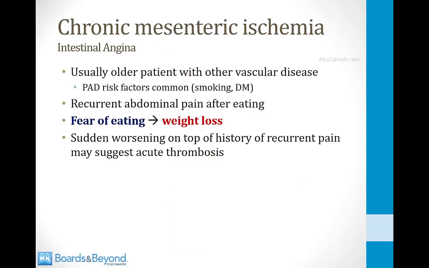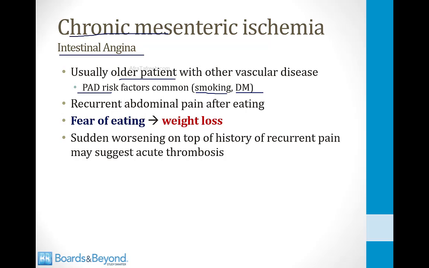Now everything I've told you up to now is about acute mesenteric ischemia, but there is something called chronic mesenteric ischemia, which is sometimes called intestinal angina, because it's similar to angina in the heart. This usually occurs in older patients who have risk factors for vascular disease. They may be a smoker, they may have diabetes, they may even have known peripheral arterial disease such as obstruction to blood flow to their legs.